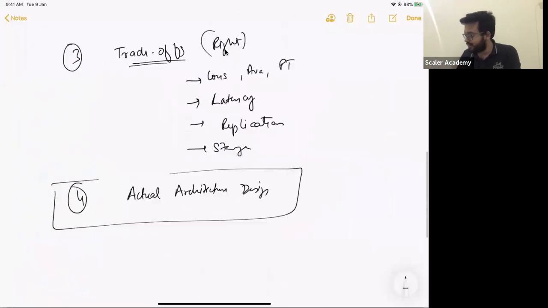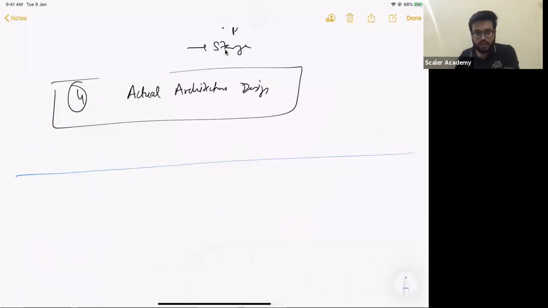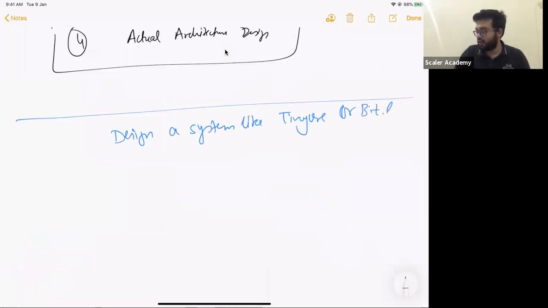Okay, cool. Now let's come to the problem at hand for today. The problem at hand for today is that you want to design a system like tiny URL, or let's say bit.ly. What are these systems? These systems are URL shortening systems.